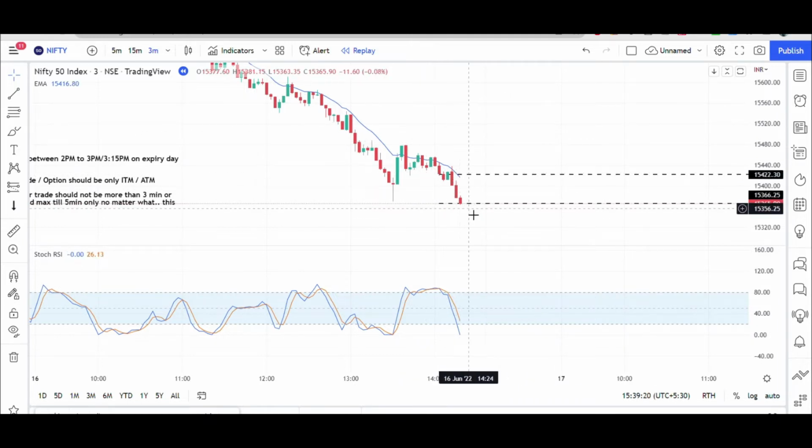Right now it looks easy to take the trade because it's quick money in just 2-3 minutes. So that's why I'm only using this after 2 p.m., only for expiry.